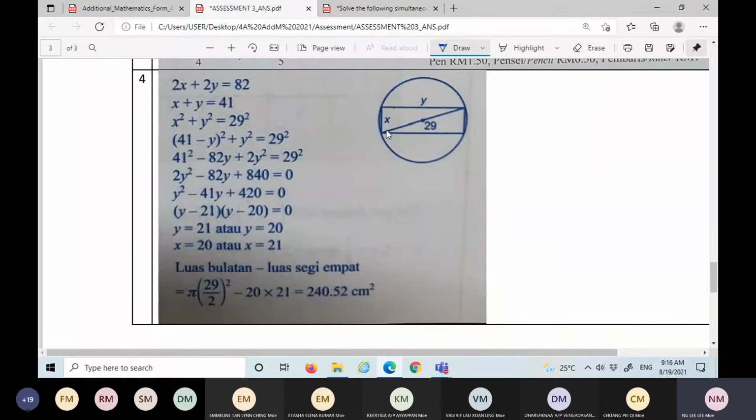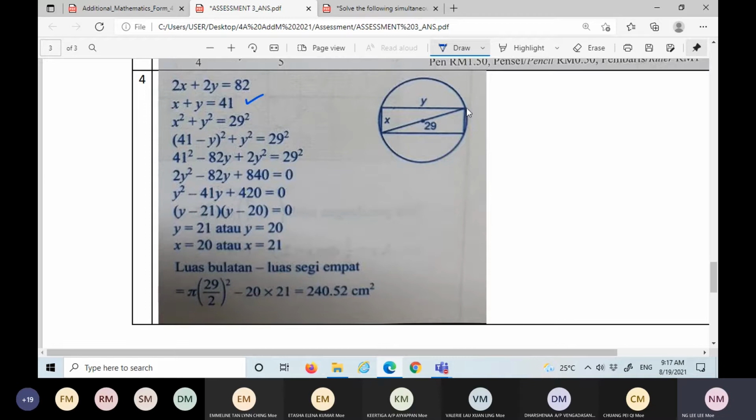Look at the answer. Let this be x and this be y, the width and the length of the rectangle. We can see the diagonal of the rectangle as the diameter of the circle. Given that the perimeter of the rectangle is 82, so 2x plus 2y is 82. Then simplify. So this is one of the equations.